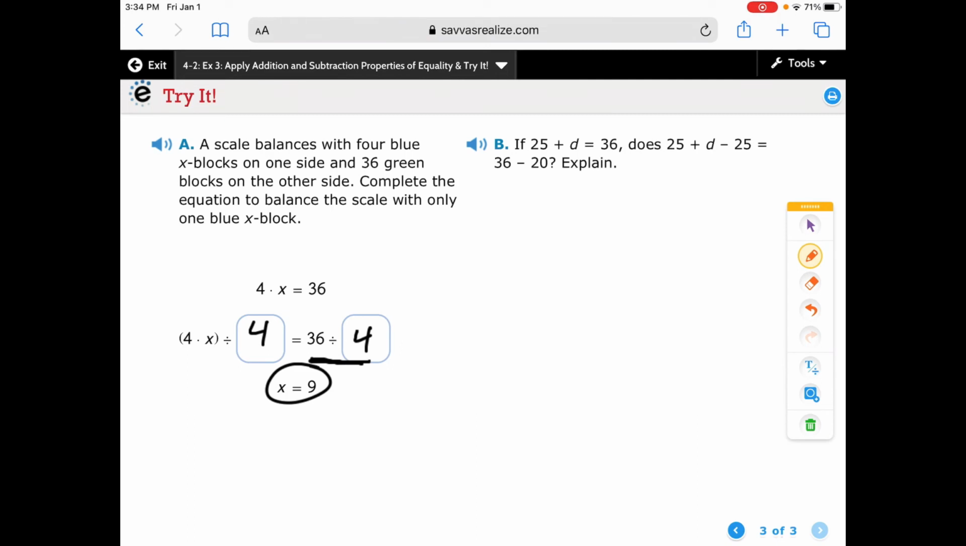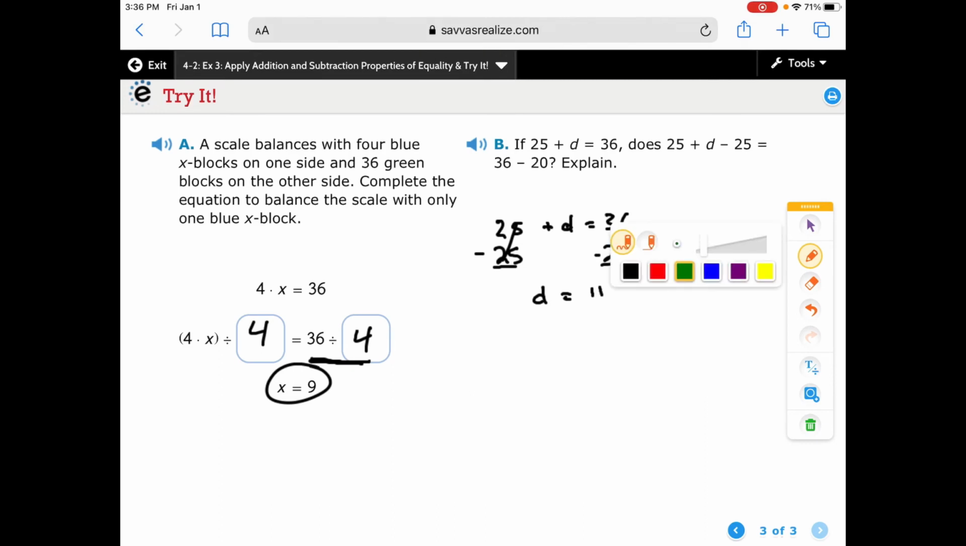It says if 25 plus d equals 36, does 25 plus d minus 25 equal 36 minus 20? So let's go through it. So 25 plus d equals 36. Let's solve this. We're going to subtract 25 from both sides. So this tells us that d has to equal 11.